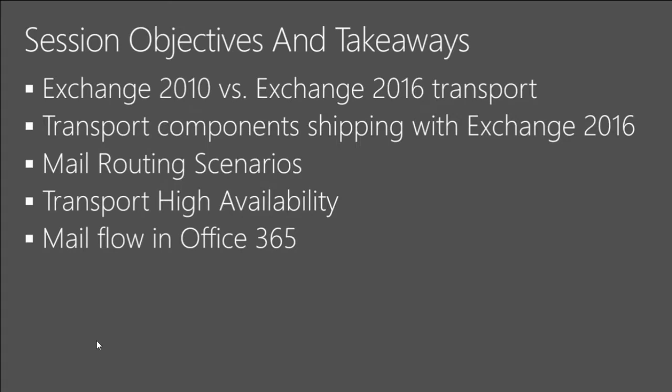of what I'm talking about will hold true for 2013 also, except for the fact that if you've attended any of the other Exchange sessions, you know all components are on one box. There is no cafe anymore. It's all one box, the mailbox, right? So apart from that, though, a lot of similarity. We'll go into a deep dive for each of the transport components that ship with Exchange 2016. We'll go through a few routing scenarios so you understand at the end of the day how routing will work with both 2013 and 2016. It's very similar. Transport high availability, and finally Office 365 mail flow.